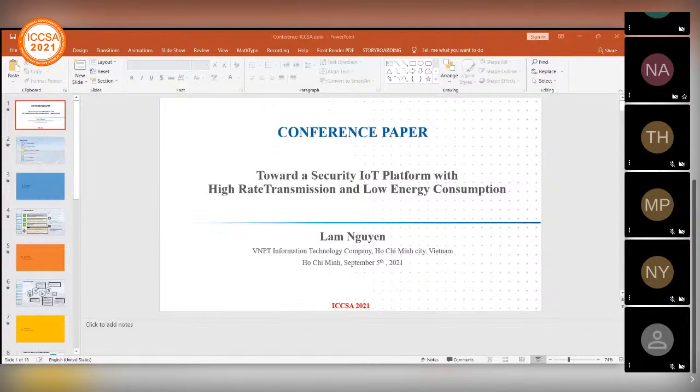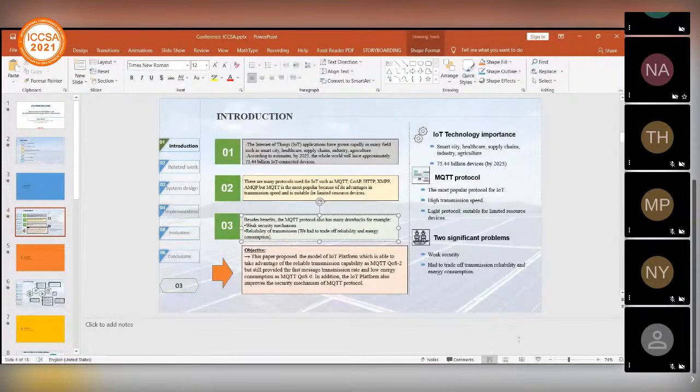We are stuck on the first slide. Okay, you can see the instruction now. Yes, okay.